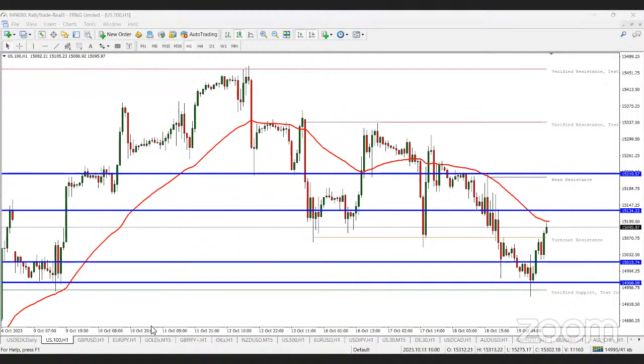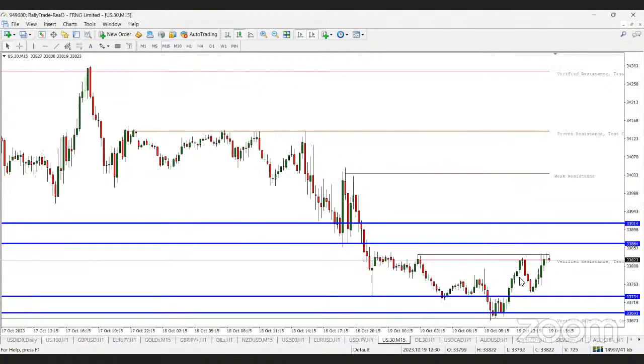So let me continue now. I was saying something about US 30. I gave us a US 30 buy stop at 33,864, take profit at 33,914, right? And then I gave us a sell stop at 33,734, take profit at 33,693, right? Good.